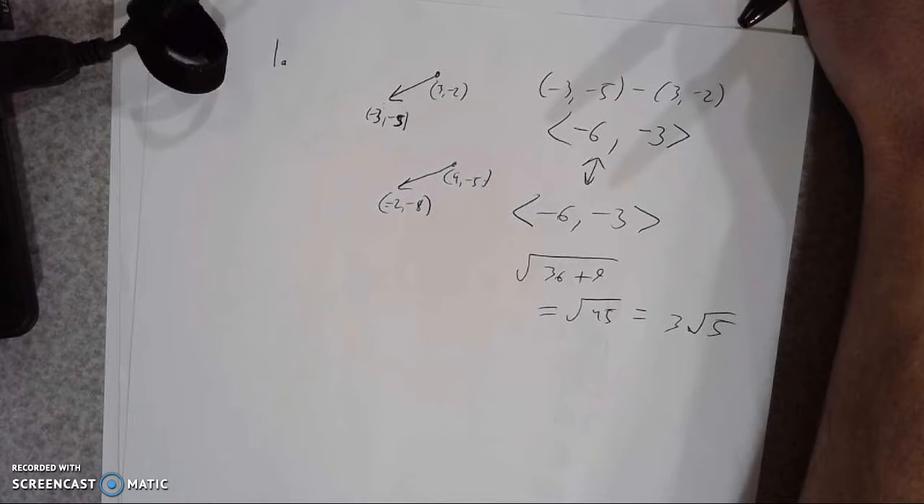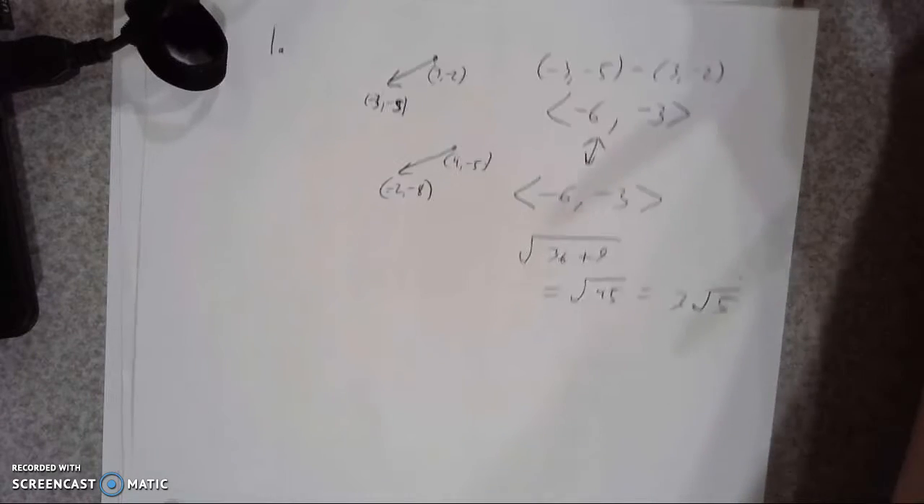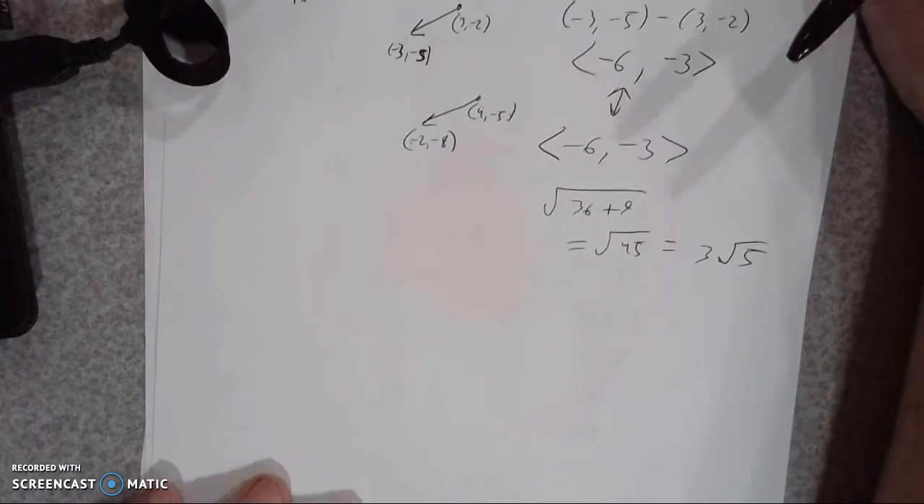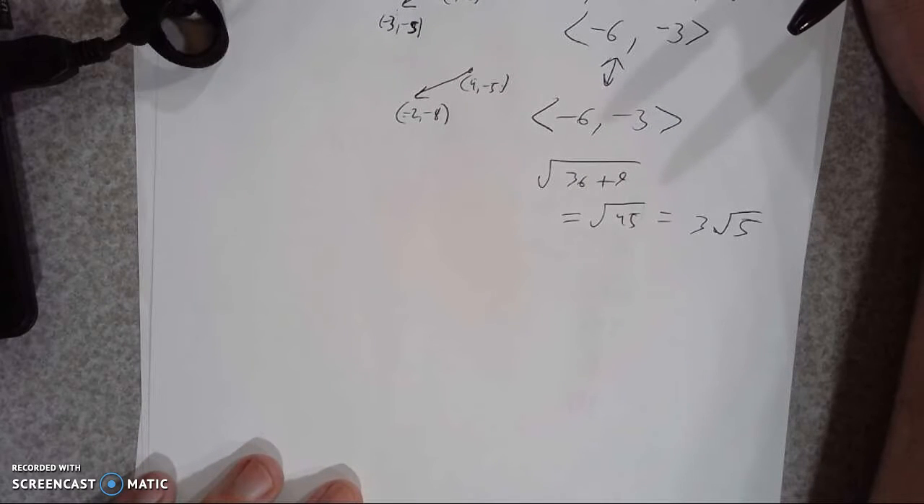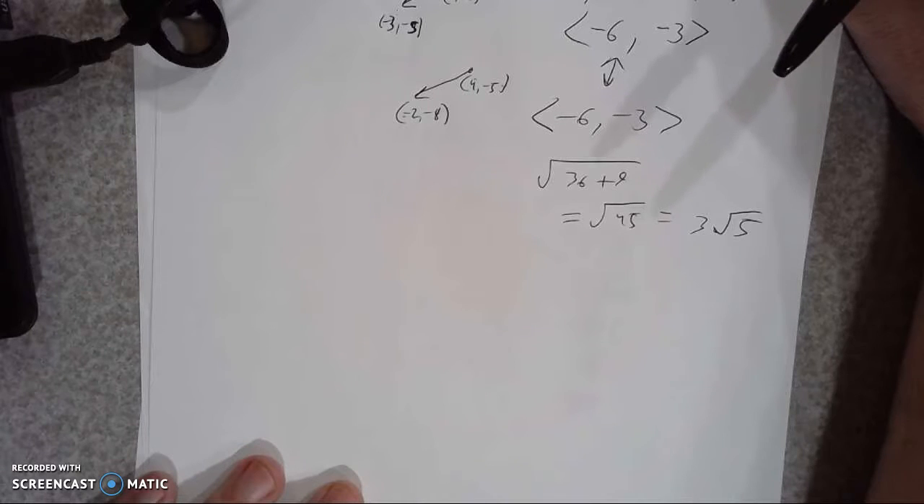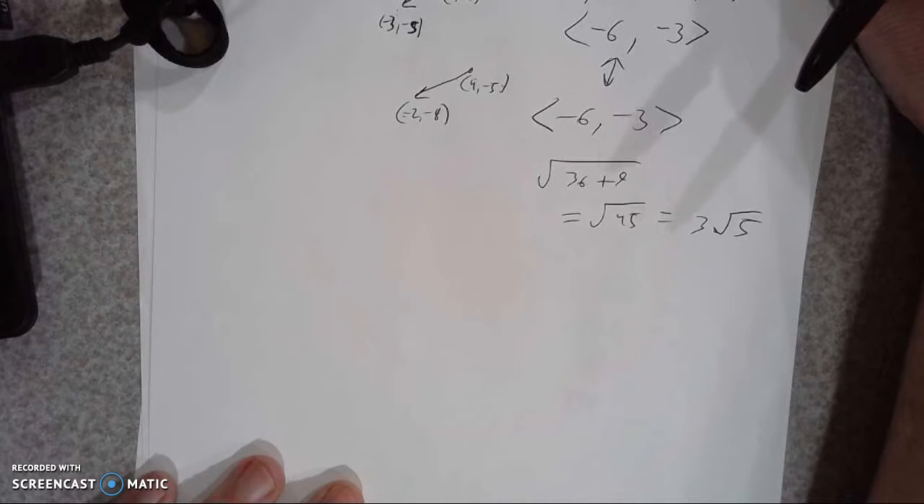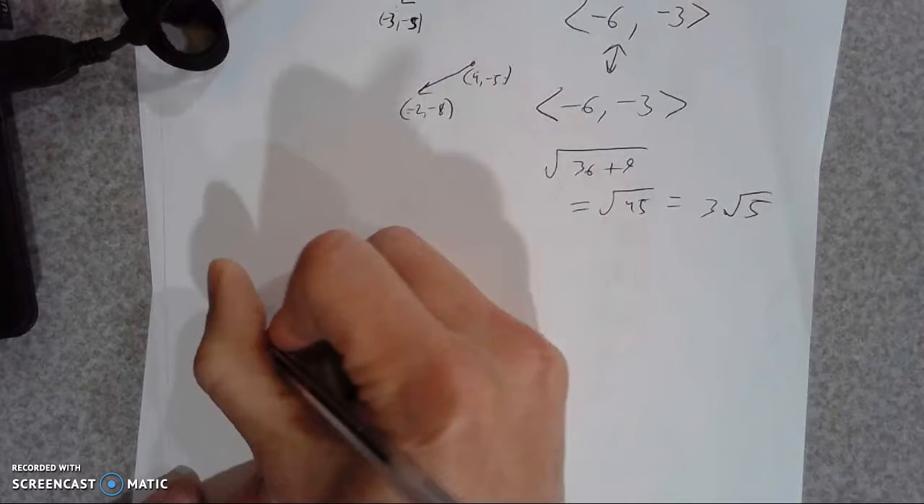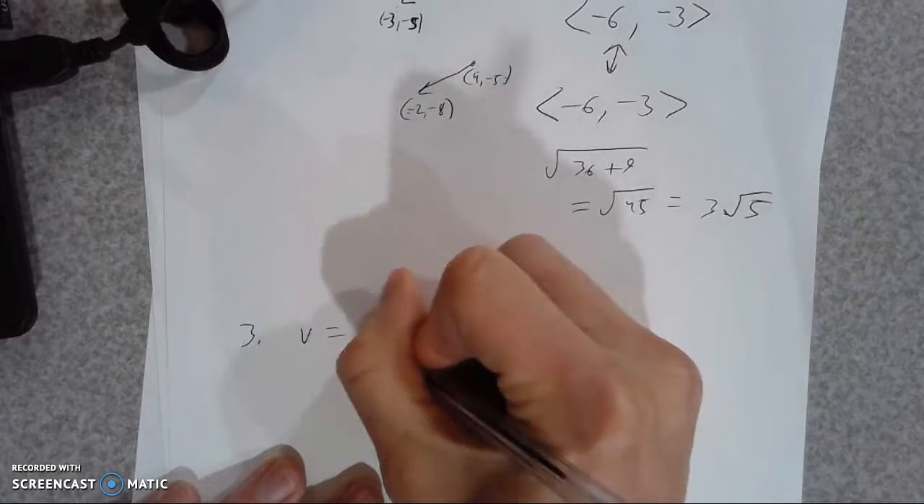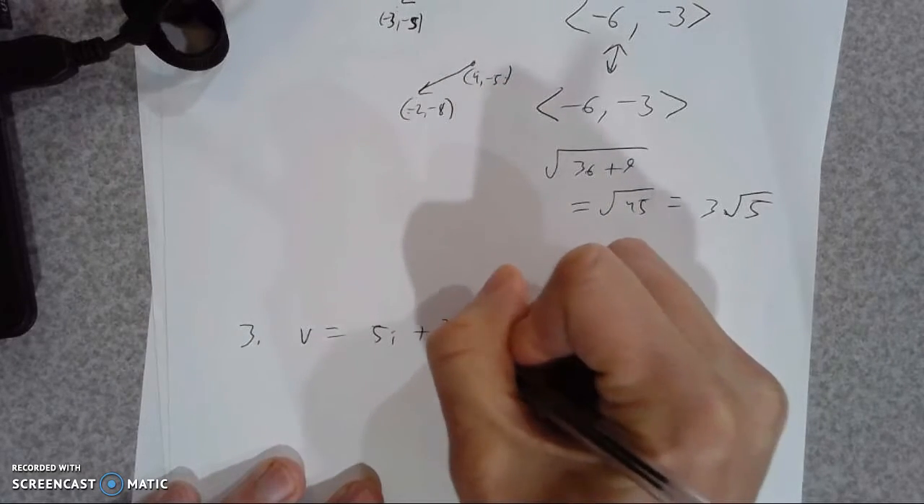Question 2 is very similar. Question 3 wants you to sketch a vector as a position vector and find its magnitude. So when it says as a position vector, it wants you to sketch it starting at the origin. And this is question 3. It says v equals 5i plus 3j.